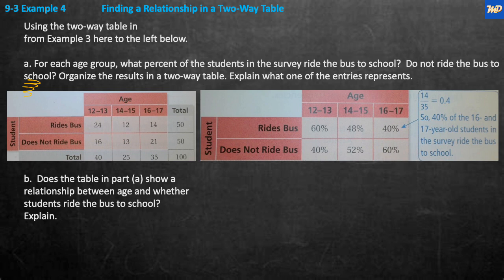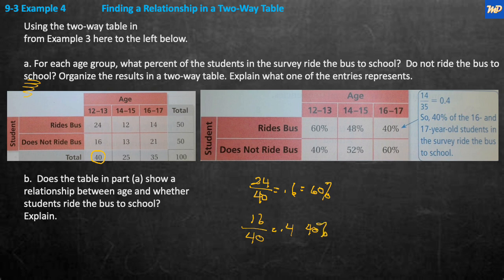If we do that, we know that there are 40 students age 12 to 13. So if we take 40 and divide it into the number of 12 and 13-year-olds that ride the bus, this 24, we find that it equals 0.6. And if we do the opposite, the 16 divided by 40 is equal to 0.4. Well, that 0.6 and 0.4 ends up being 60% and 40%.